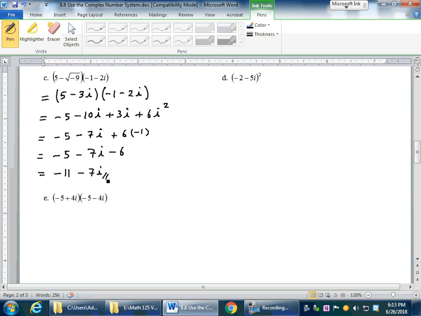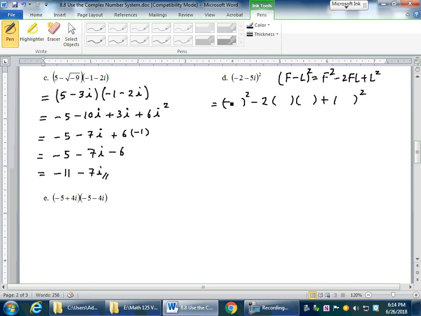Next example, we're going to use the shortcut formula. You have to remember that first minus last square, that is first square minus 2 times first times last plus last square. So first square minus 2 times first times last plus last square.